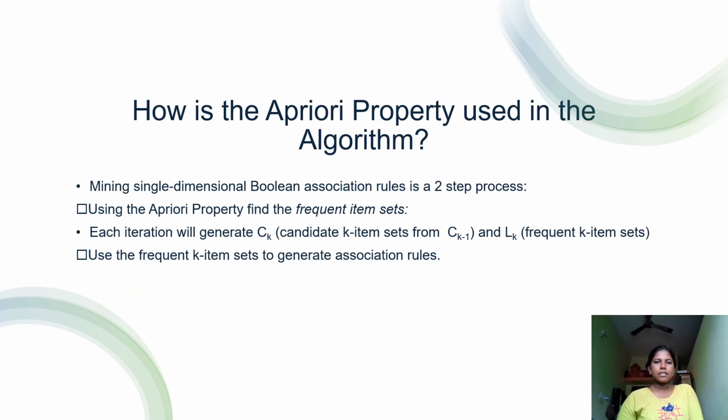In this slide, how is the Apriori property used in the algorithm? Mining single-dimensional Boolean association rules is a two-step process. Using the Apriori property, find the frequent item sets. Each iteration will generate Ck, candidate k-item sets, from Ck-1 and Lk, frequent k-item sets. If suppose Ck is 3, the k value is 3, then Ck-1 is 2. Then use the frequent k-item sets to generate association rules.